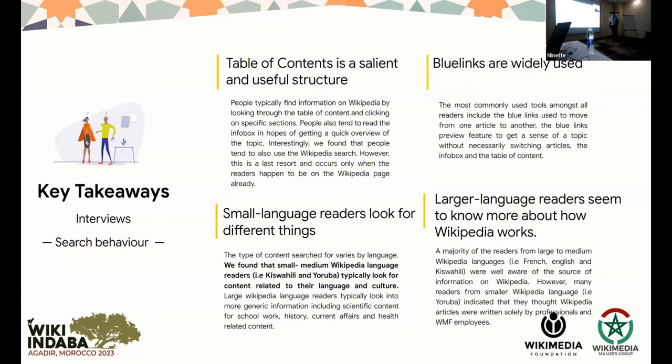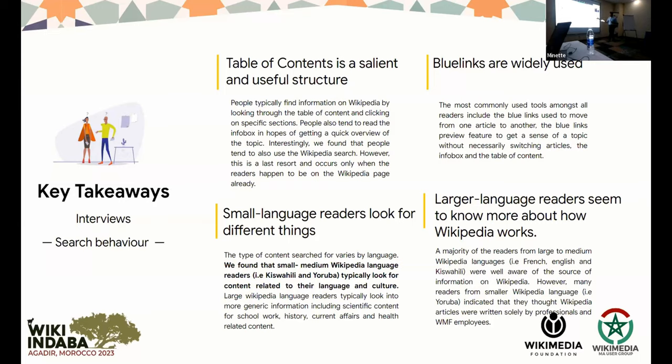When talking to readers about how they move around when they're on the site, people were very willing and ready to tell us that they use the table of contents. They know what it is, they use it, they want to go to a specific part of the article, they click on it. We also found that people use the blue links very widely to navigate between sites. We did not hear that a lot of people use the search bar. We hear that they click from article to article using blue links.